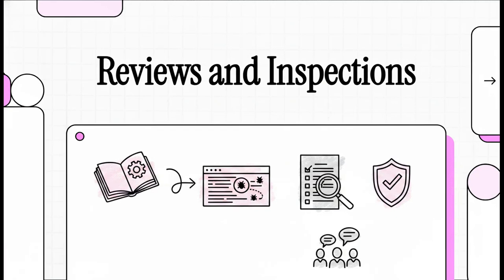Welcome back to today's Explainer, where we're diving straight into Section 24.3 of our software engineering textbook, focusing on reviews and inspections. If you're studying to become a software engineer, this is an absolutely crucial cornerstone topic. We often think of software engineering as just typing out code, right? But ensuring that code is actually of high quality is just as important.